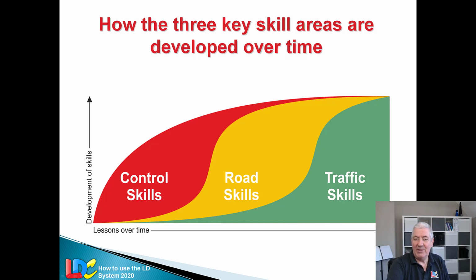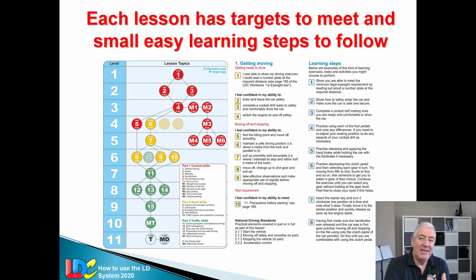Traditionally, it would develop, as you see in the diagram, with a sharp cut-off, as though with a sharp knife, following a test pass. If we're using client-centered techniques, if we're having the learner reflect and evaluate the outcomes of their efforts, the learning should, in theory, never stop. So each lesson has targets to meet and small, easy learning steps to follow. Remember, we want things to happen in small, easily manageable steps.